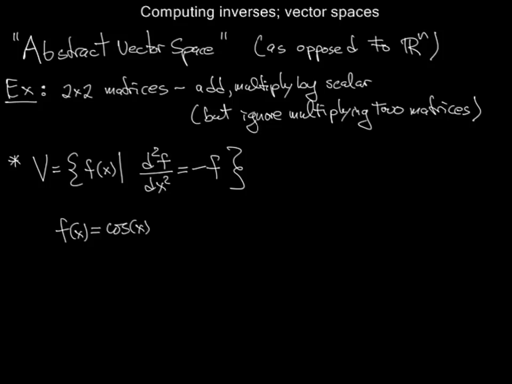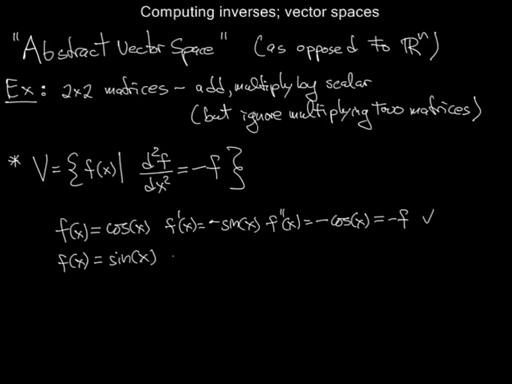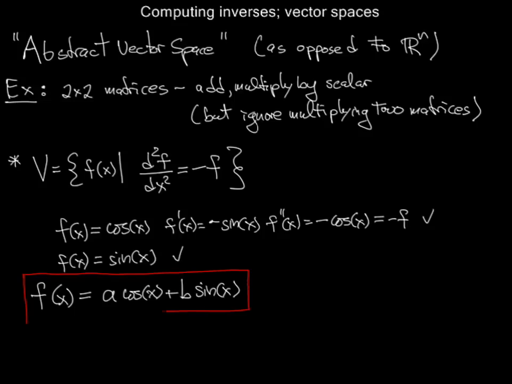So what's a function in this set? Well, cosine of x satisfies this property. The derivative of cosine is minus sine, and the derivative of minus sine is minus cosine, which is to say minus f. And also sine of x satisfies this property. And the key point is that if you take any multiple of cosine of x plus a multiple of sine of x, it also satisfies this property. So that is to say that you can add these things and you can multiply by scalars.